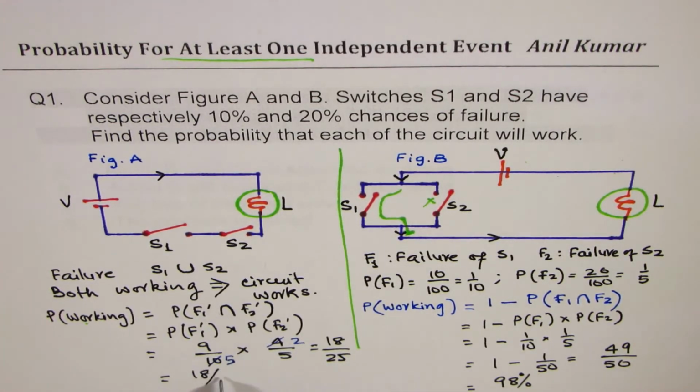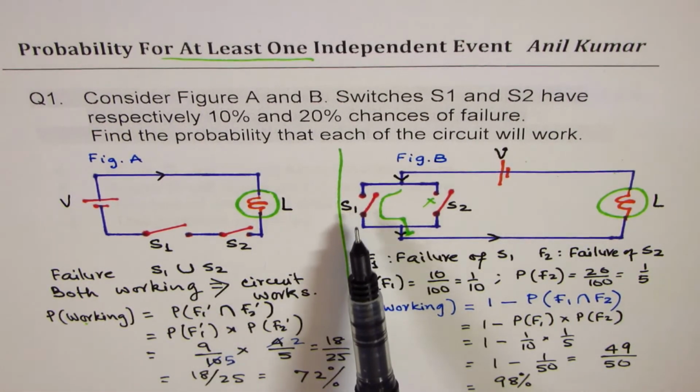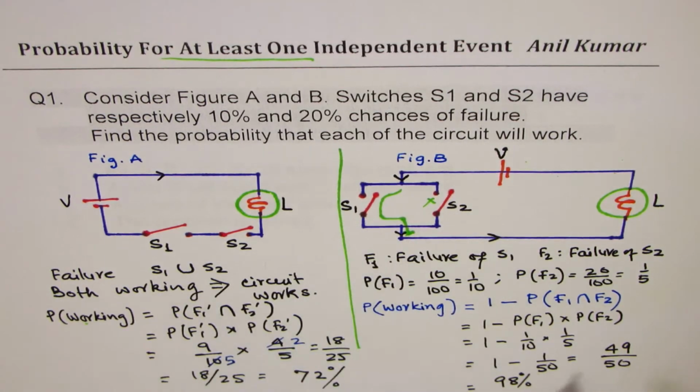So 18 over 25. So multiplying by 4, we get percent. 4 times 8, 32. 3. 4 times 1, 72%. So if they are connected in series, then the probability of their working is 72%. If they are connected in parallel, in that case the probability of their working is 98%, right? Now let's move on and do question number 2.